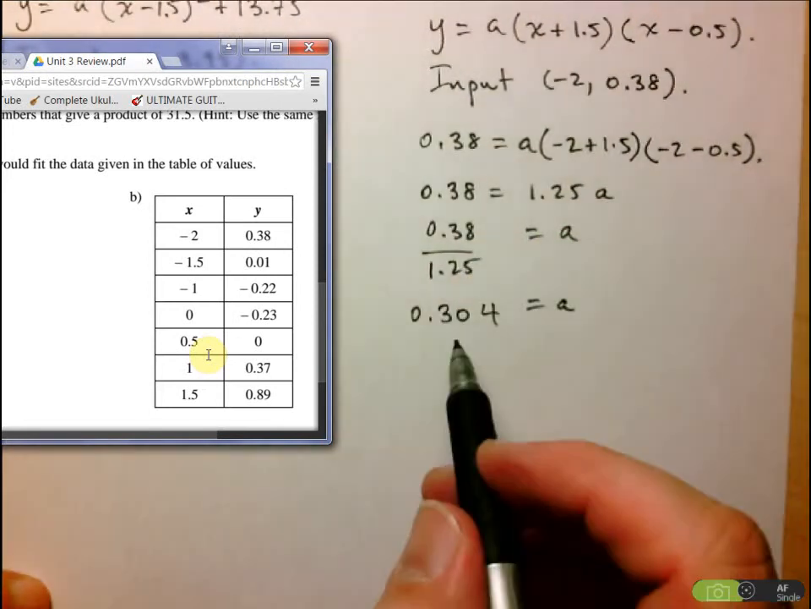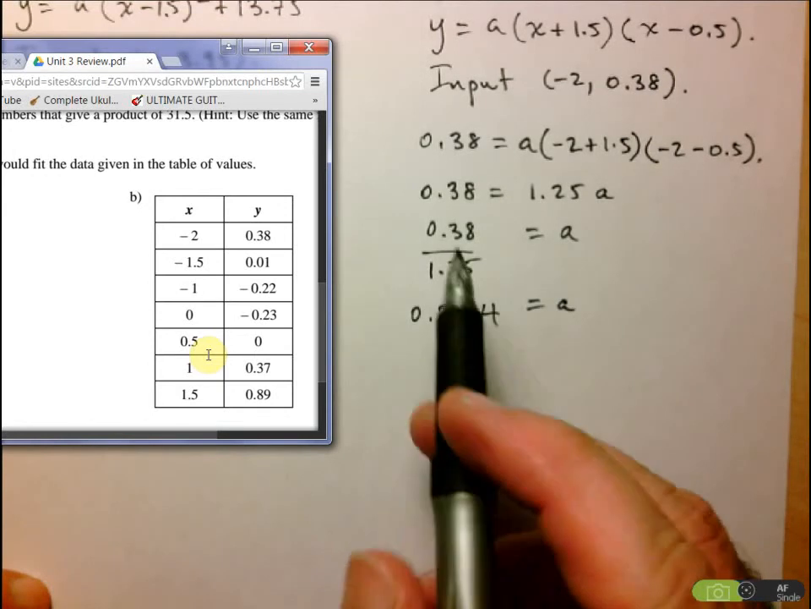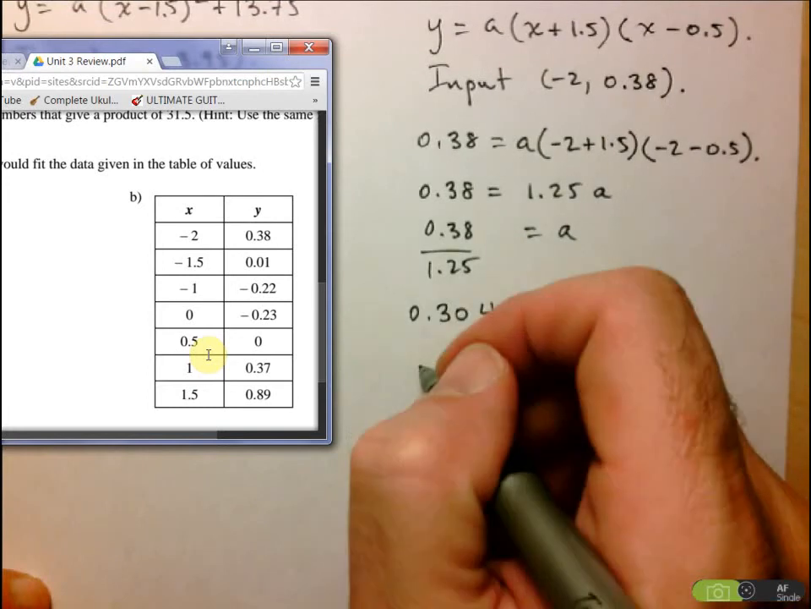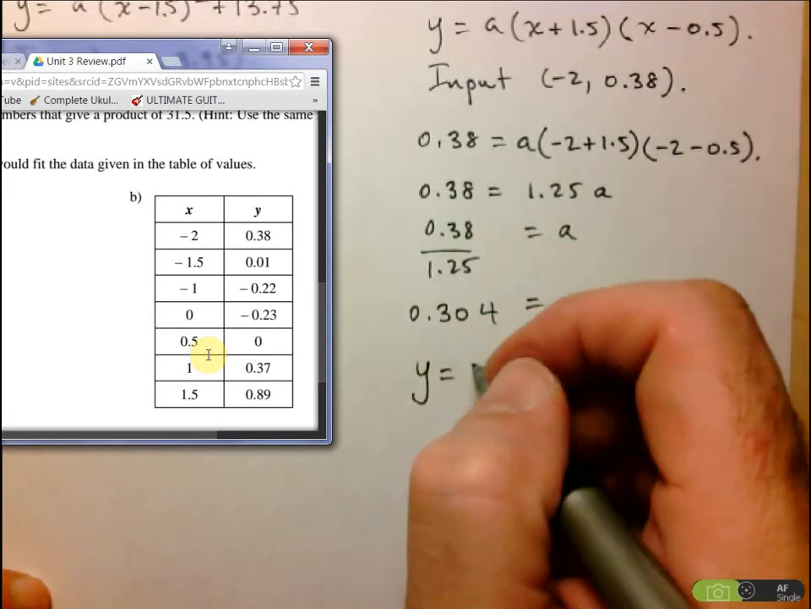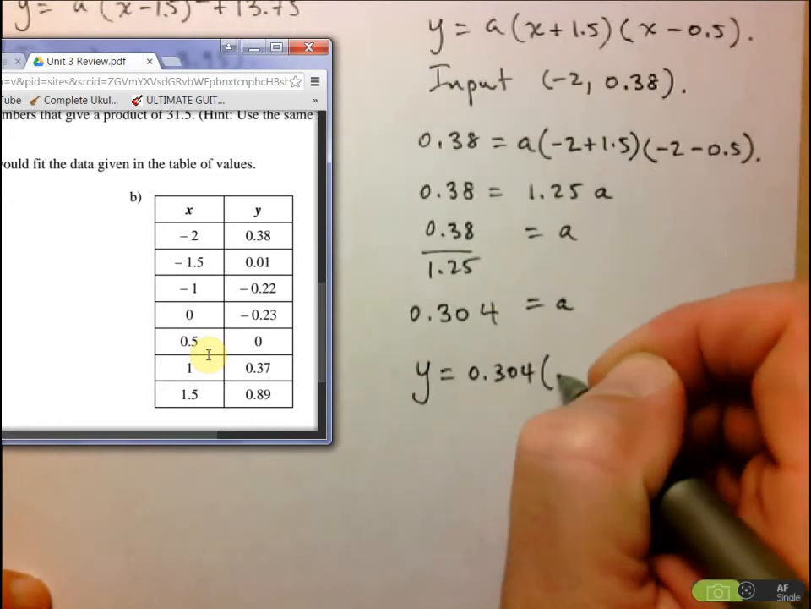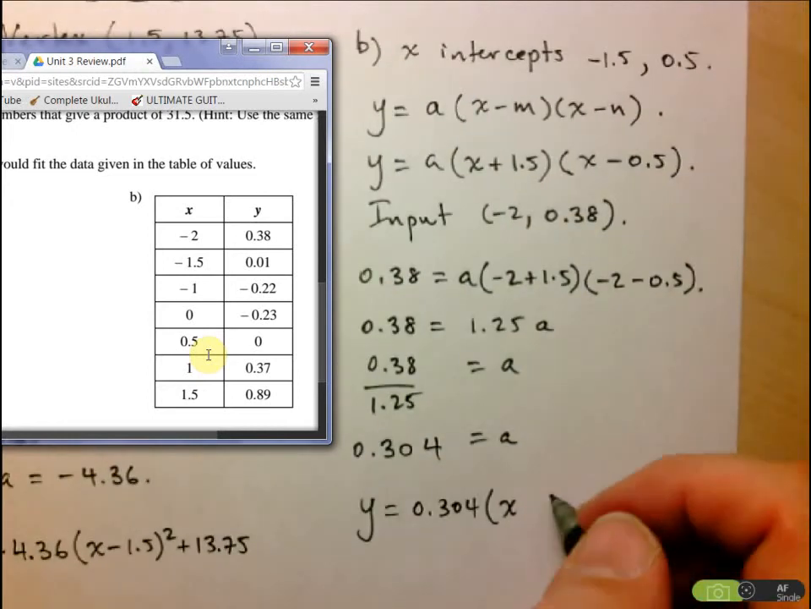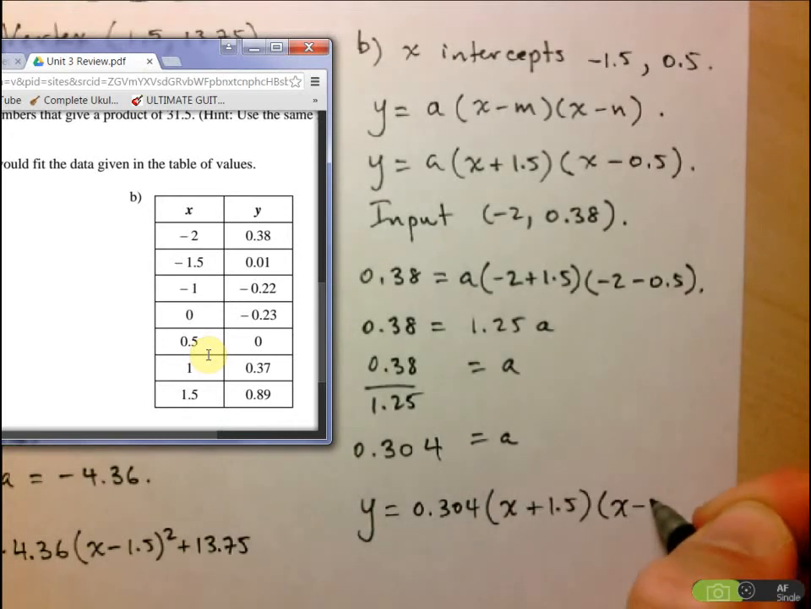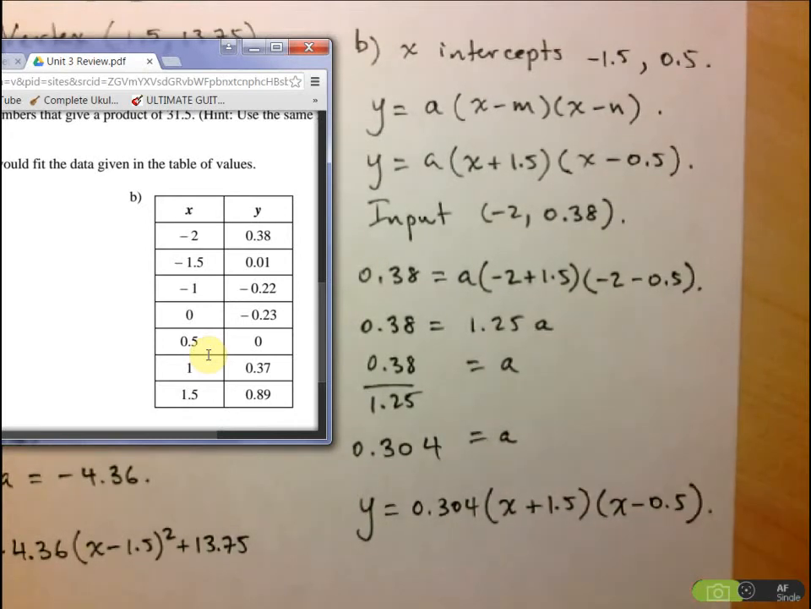So not surprisingly, this is a positive number since the numbers are going down and then back up, so it opens upwards, and so our final answer here will be y equals 0.304 times (x plus 1.5) times (x minus 0.5). Okay, and there's our model.